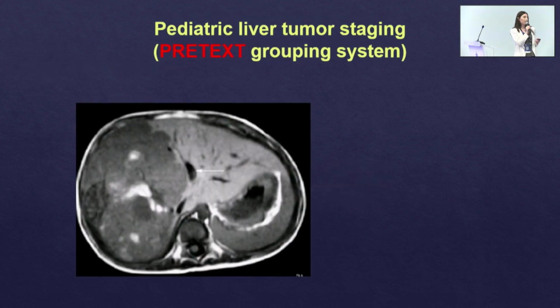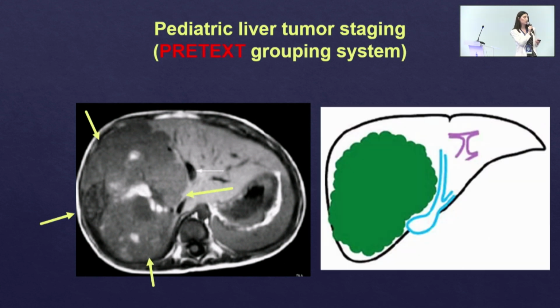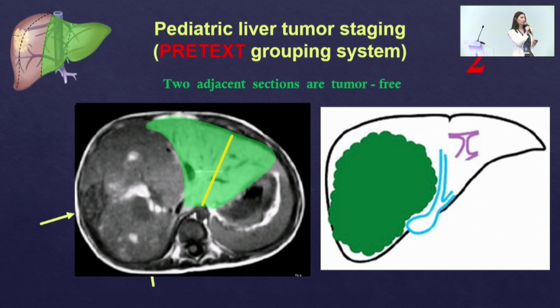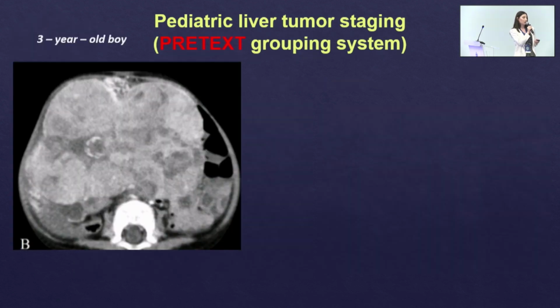And I made for you a quiz with cases. Here we can see the tumor. It occupies only 2 sections, and we have 2 tumor-free sections, so it is the second type of tumor. Next, we have this one. We can see that it occupies all the liver, so we don't have any tumor-free section here.